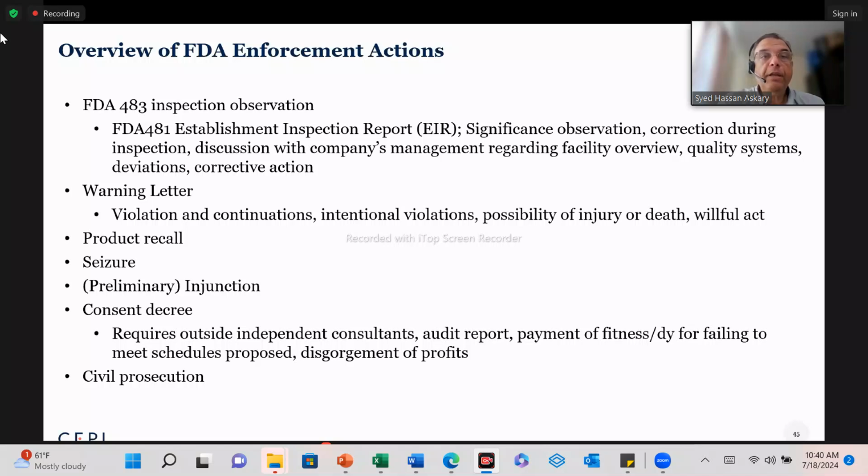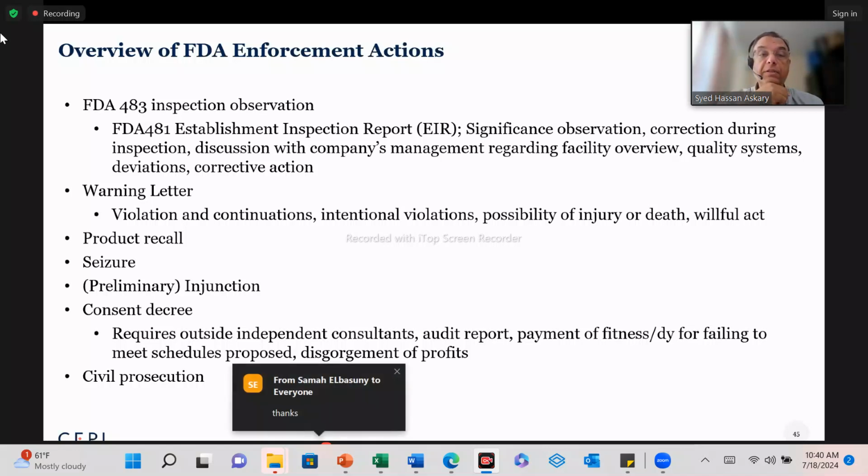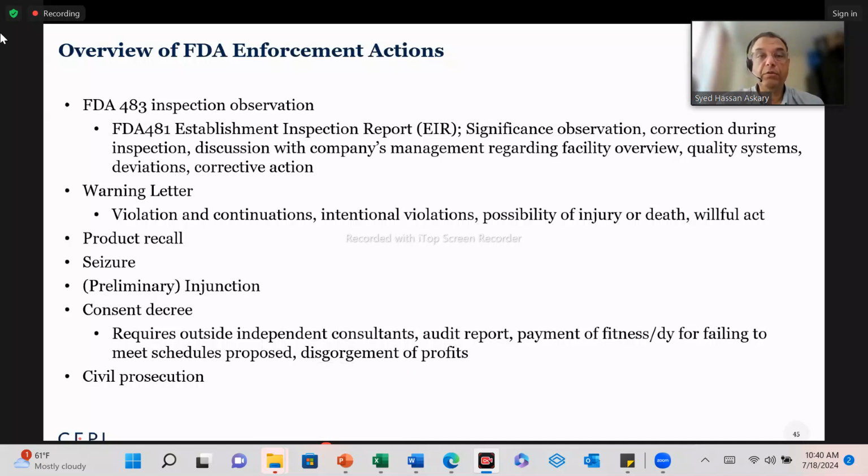So, the FDA issues a 483 inspection observation, which is the inspection observation category, and within that, the FDA 481 is for the establishment inspection report, which is due to significant observations, corrections during inspection, and discussion. So it's basically a concise report where they cover all this. There is an inspection, and you call it the inspection report, right? And that's what they provide to the manufacturer.